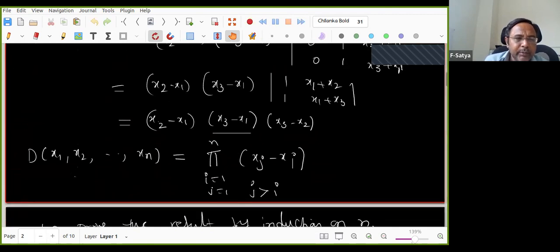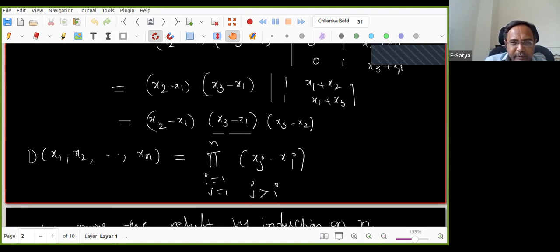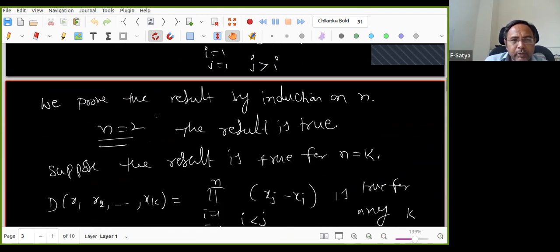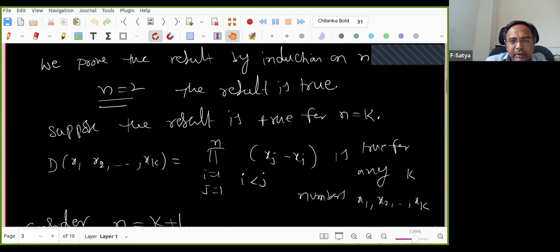In general, we can prove that the determinant of x1, x2, xn is equal to the product over i equal to 1 to n, j equal to 1 to n, but j greater than i, of xj minus xi. So you can see here x2 minus x1, x3 minus x1, x3 minus x2. We proved the result by induction on n. We did it earlier, that's why I'm going a little fast.